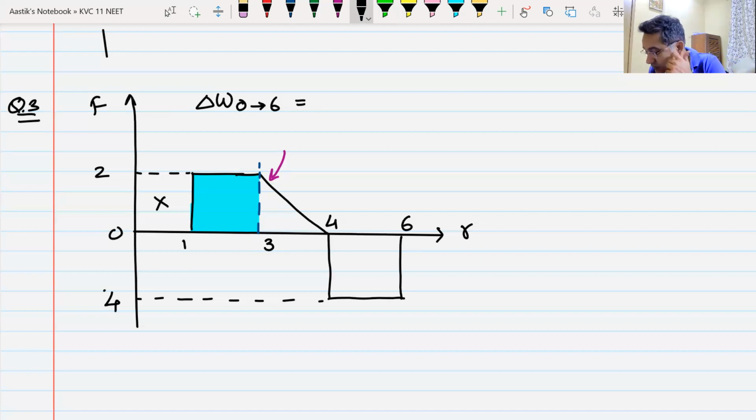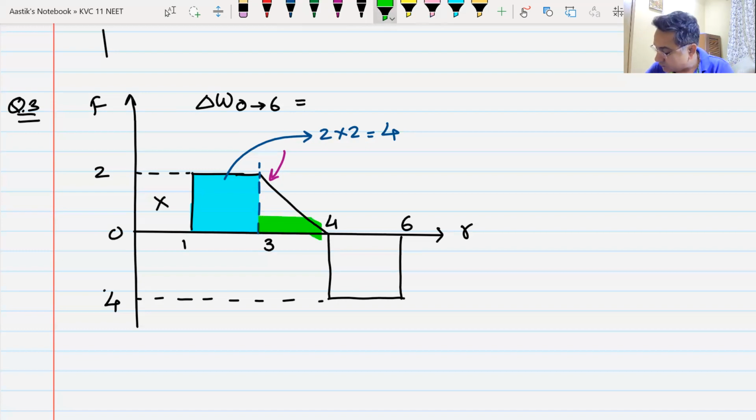What is the area of this rectangle, the blue one? Its base or its length is 2. Its height is 2. 2 multiplied by 2. This becomes 4. The blue area becomes 4. Now let me move on. I've broken it up into an area of a rectangle and a triangle.